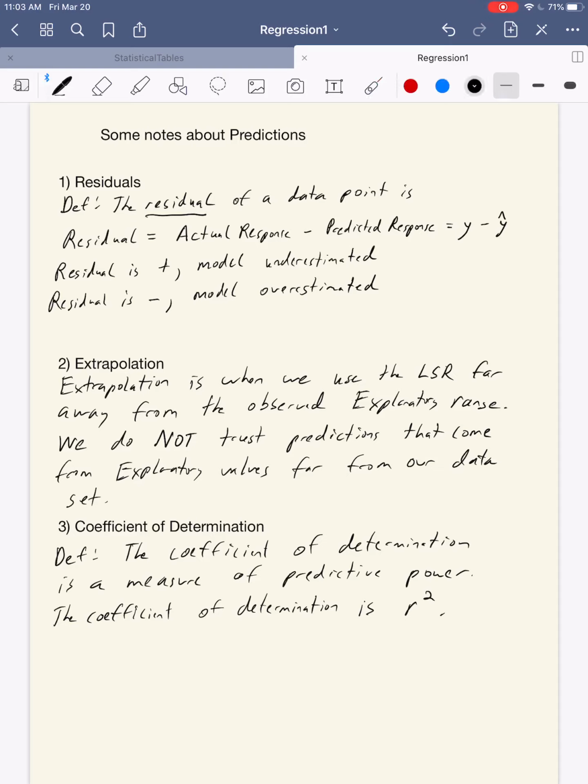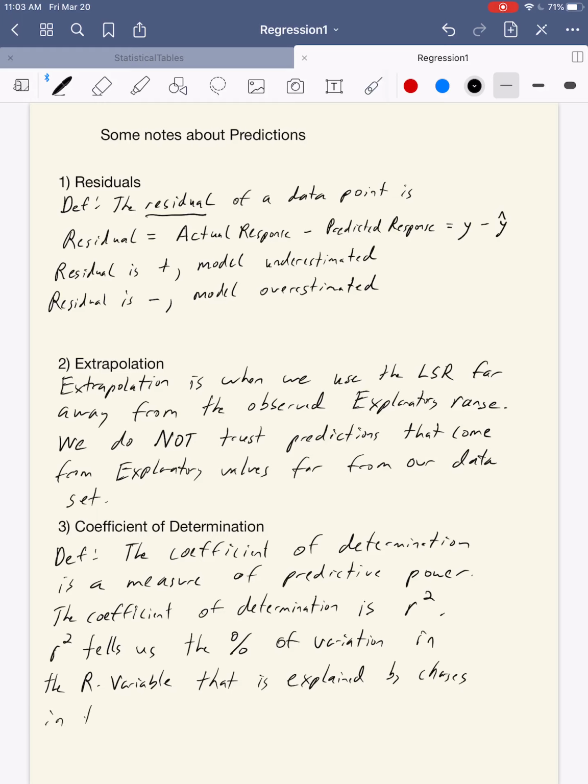So what does the coefficient of determination tell us? Well, R squared tells us the percentage of variation in the response variable that is explained by changes in the explanatory variable.